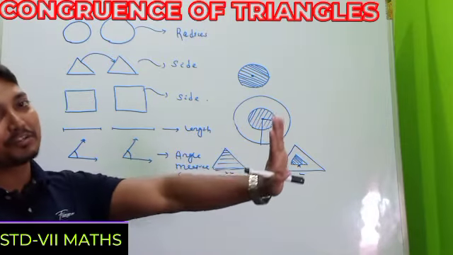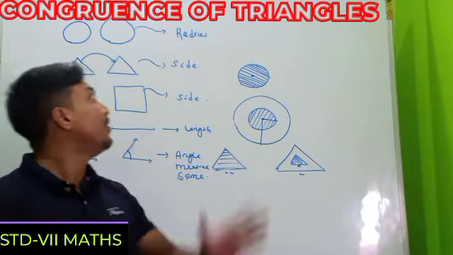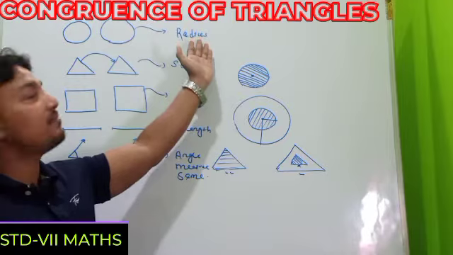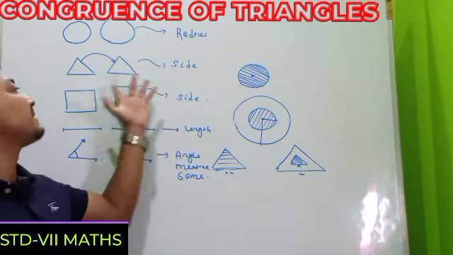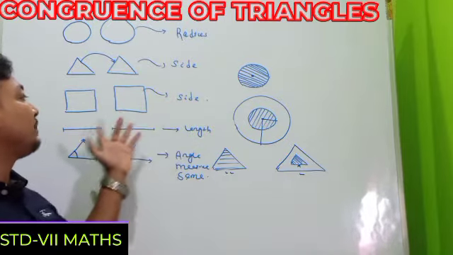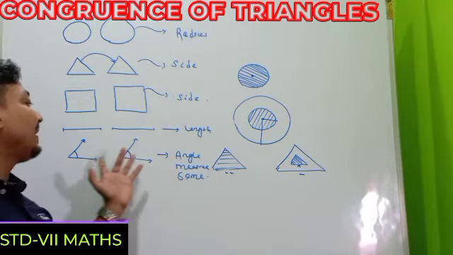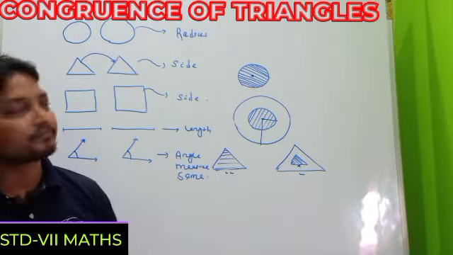Up to this, clearly understood? Congruent means radius same. Congruent means side same. Congruent means length same. Congruent means angle measures are same.